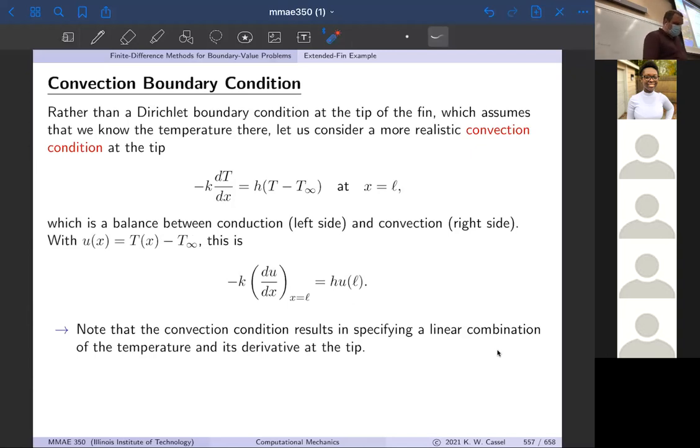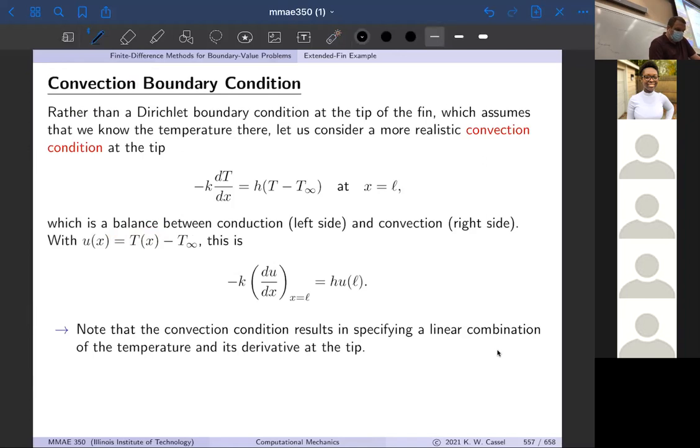So this will be a convection boundary condition, which is what we have, right? So we have our fin sticking out. The heat gets conducted through the fin. Some of it gets convected away along the length of the fin. And at the very tip, if the temperature is higher than T infinity, then there will be some convection from the tip as well. So the way that is accounted for is by basically balancing the energy, the heat coming out of the tip and into the fluid.